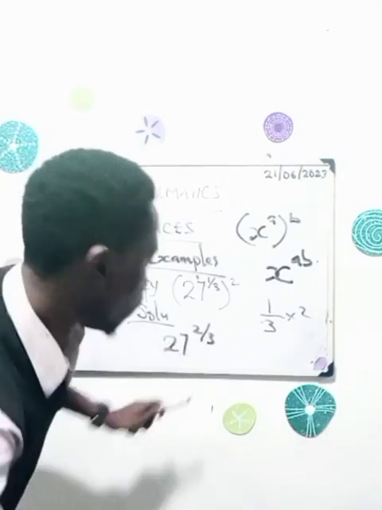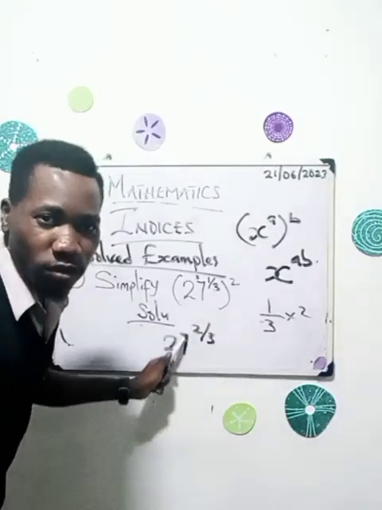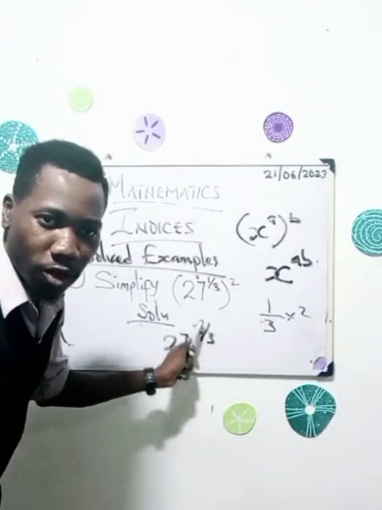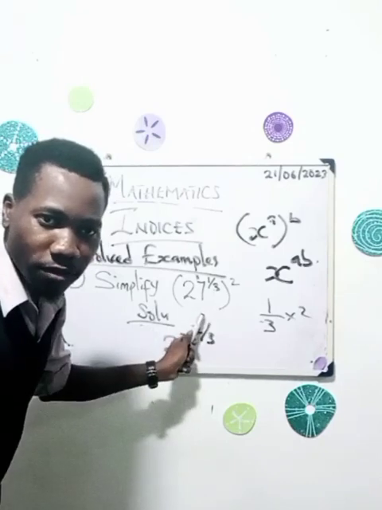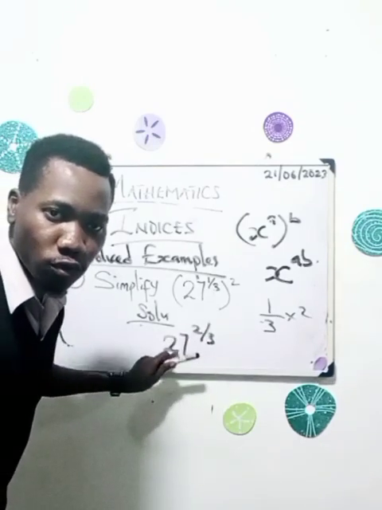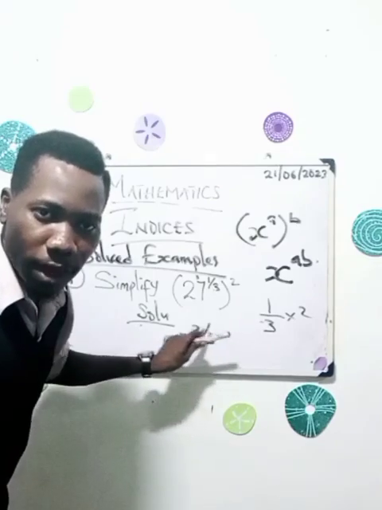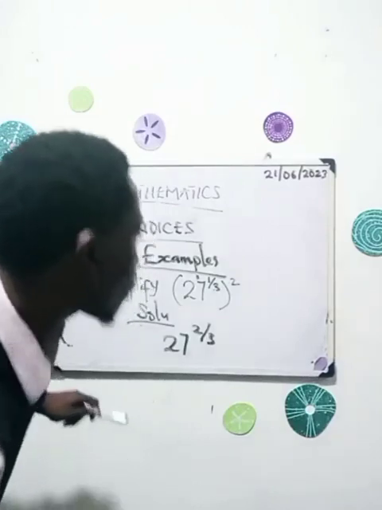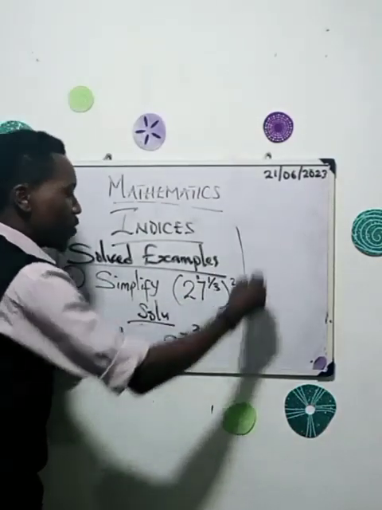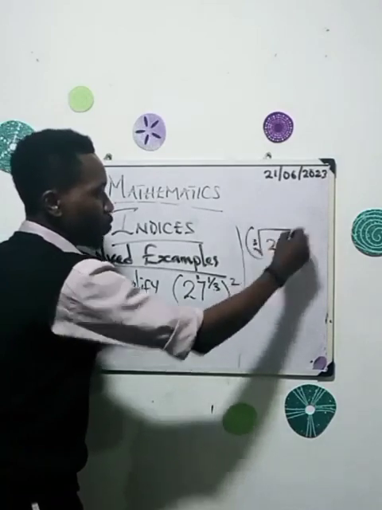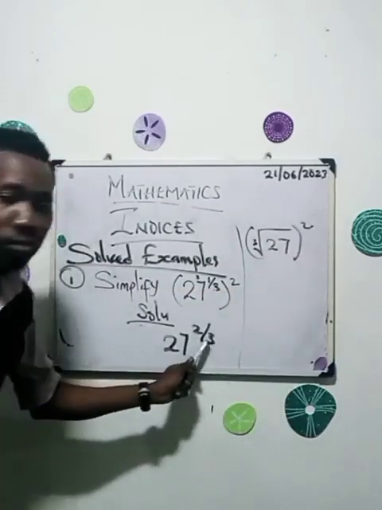So now the next thing for us is to simplify this. We said whenever you have a fraction as index, what happens? The number down becomes the root, raised to the power of this. So it becomes the cube root of 27 raised to the power of 2. So we have the cube root of 27 raised to the power of 2.